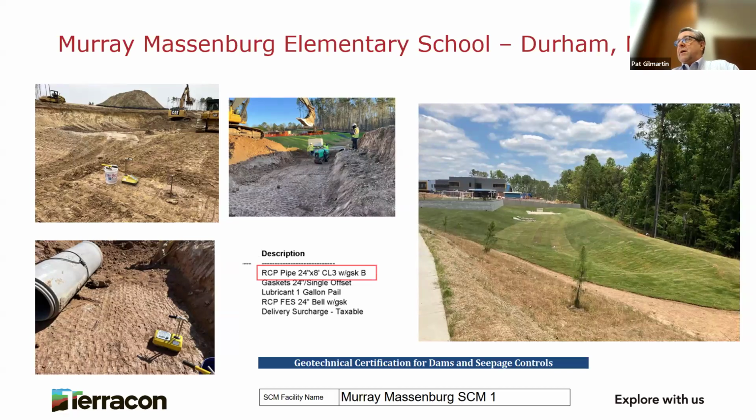We also reviewed the purchase receipt for the pipe, which Durham requires, and that's a fun one too. I can't certify this until the contractor gets me his purchase receipt for the pipe, to make sure it's class 4 or better RCP. And we did provide certification for the dam and seepage controls.